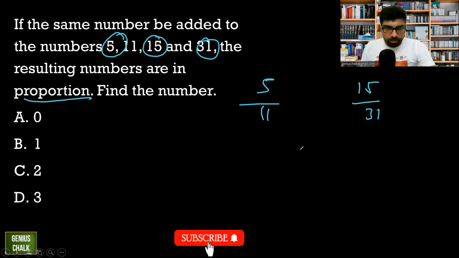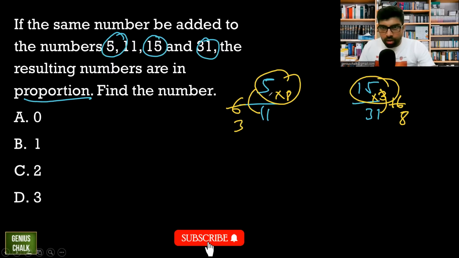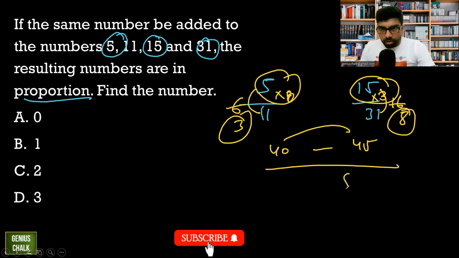What is the difference here? The difference is 6. What is the difference here? 16. What is the ratio? 3 is to 8. So multiply this by 8, multiply this by 3. Because I'm comparing the numerator, I will not take the denominator. So it is 40, it is 45. What is the difference? 5. And what is the difference here? 8 minus 3 is also 5. So 5 by 5, my answer is 1.